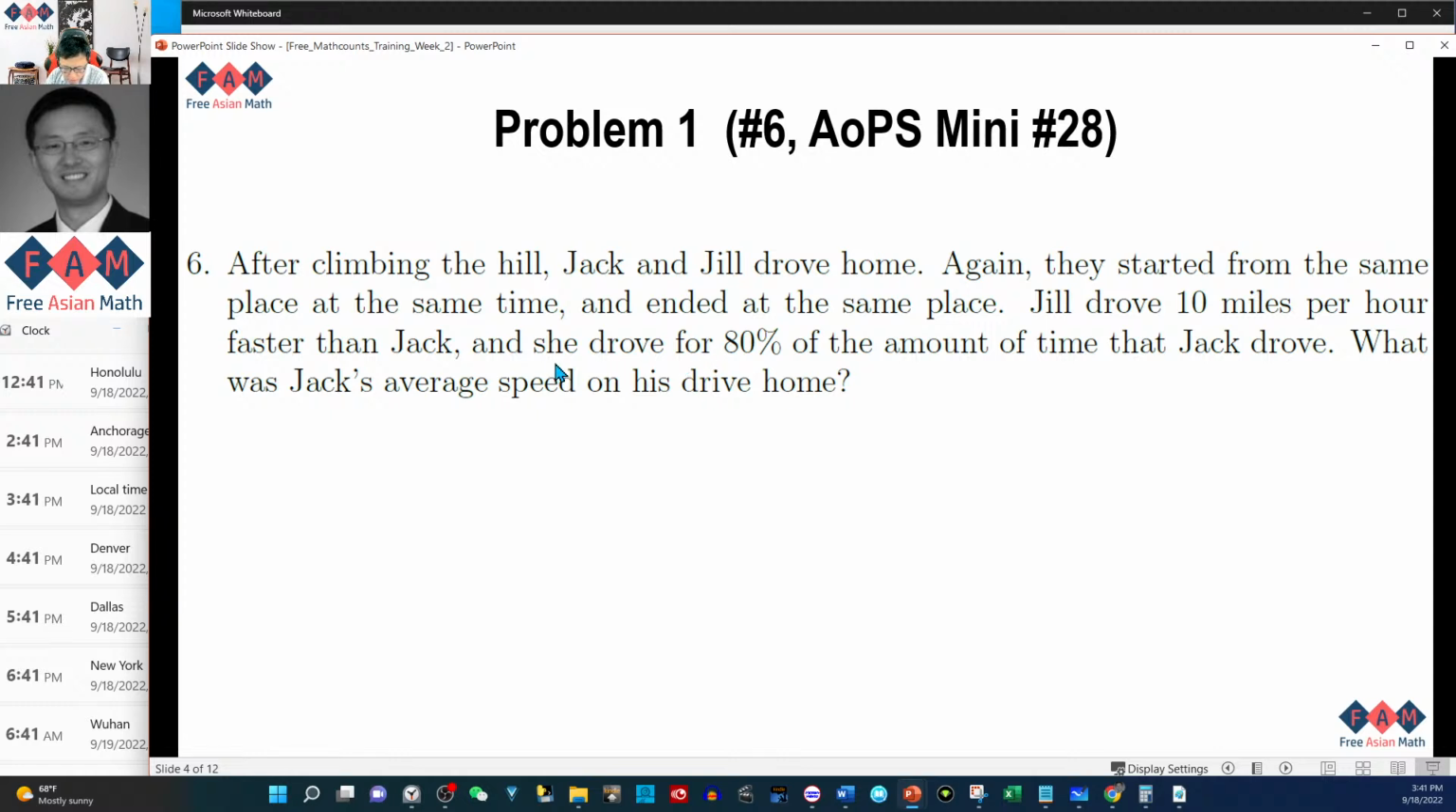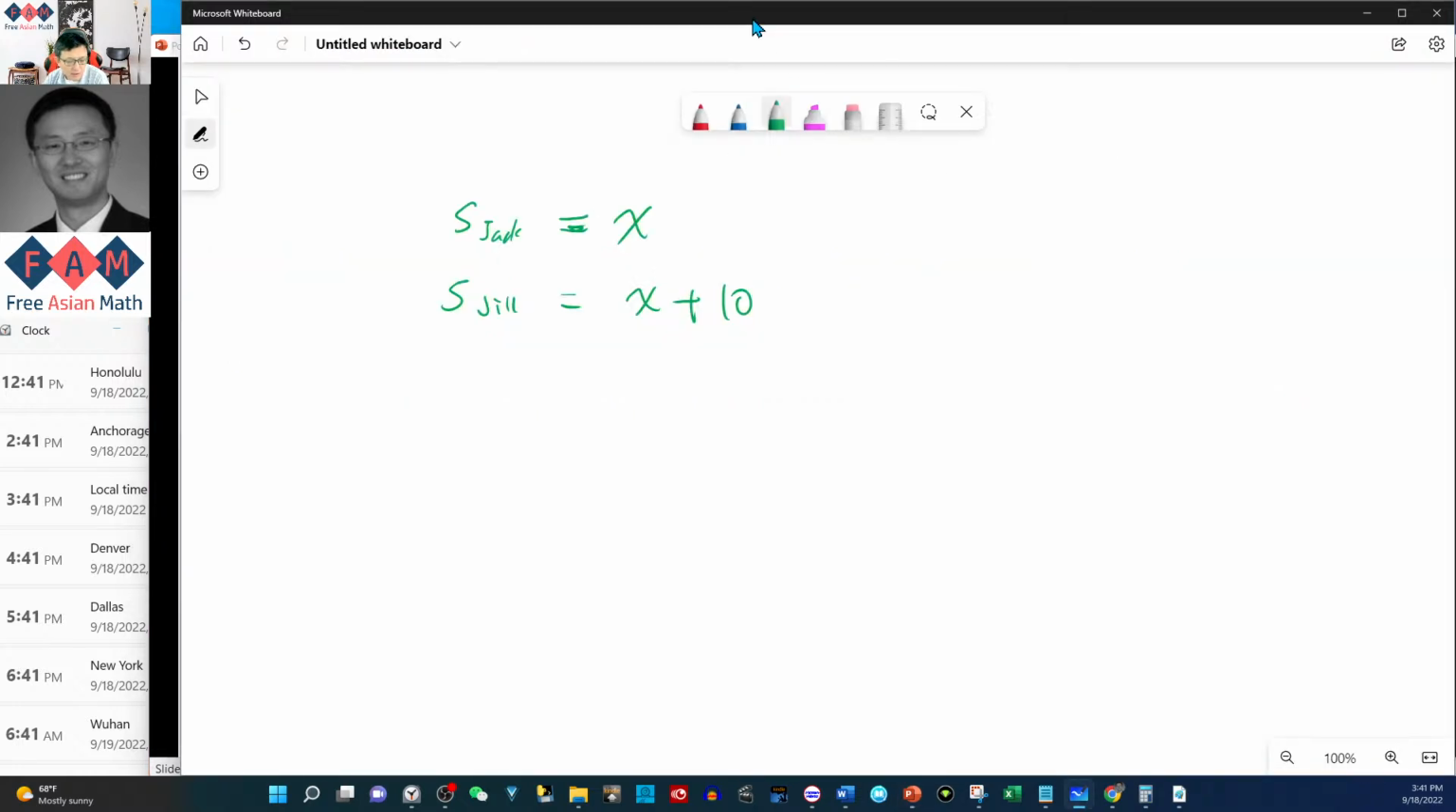Now, the second statement says she drove for 80% of the amount of time that Jack drove. Okay, this is a very important statement, but now this is about the amount of time that was needed by Jill and Jack. So from our formula, the time would be distance over speed. Now we do know the two speeds, but we don't know the distance, right? Okay, but do we really need that? Well, you think about this.